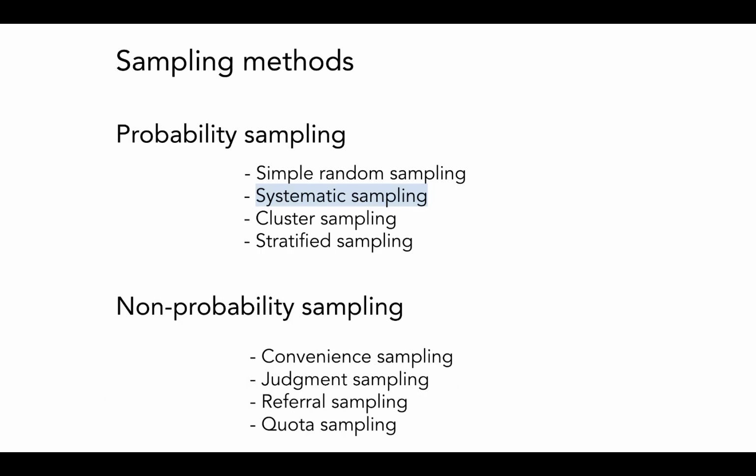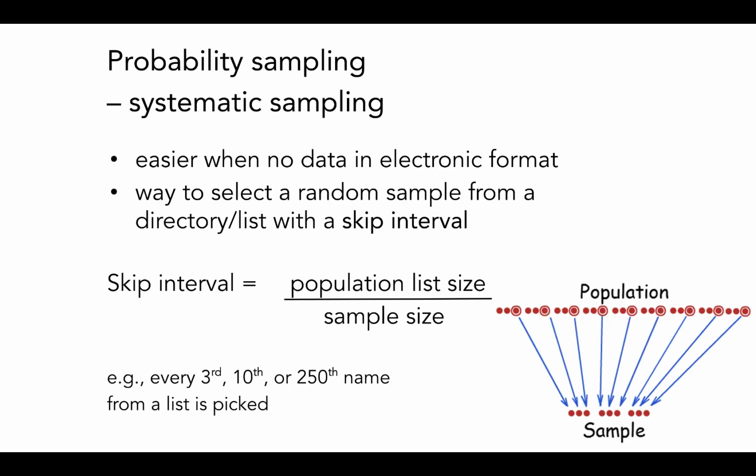The second type of probability sampling is systematic sampling, and systematic sampling used to be more popular than simple random sampling because it's more efficient, but now with computer technology, simple random sampling has actually become more common. Systematic sampling is easier to use when you don't have data in an electronic format, and it all relies on a skip interval. So basically, from a directory or a list, which you know is called a sample frame, you can determine the chance that each unit has of being selected in the population based on a skip interval.